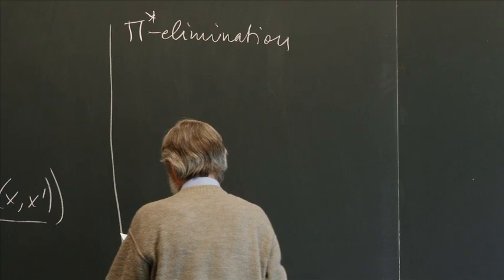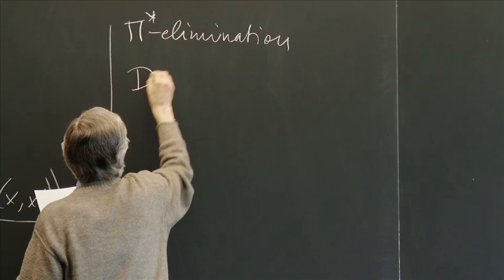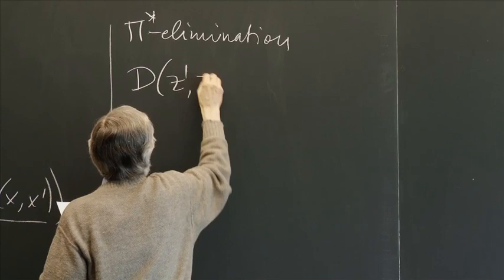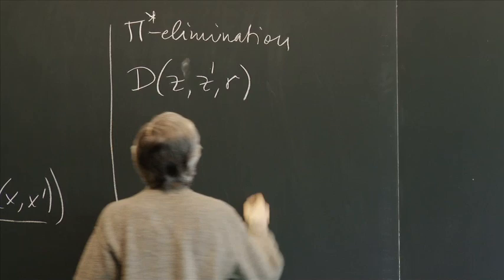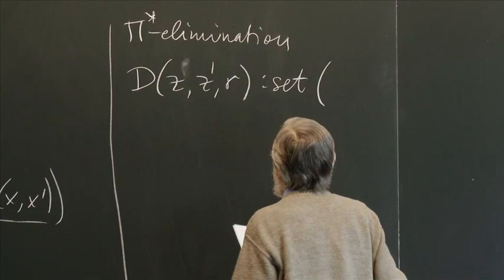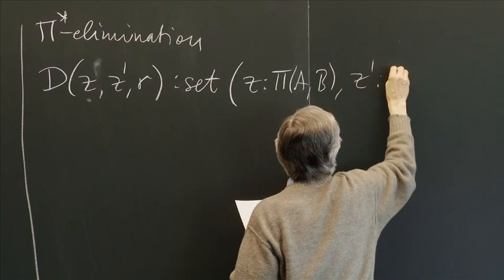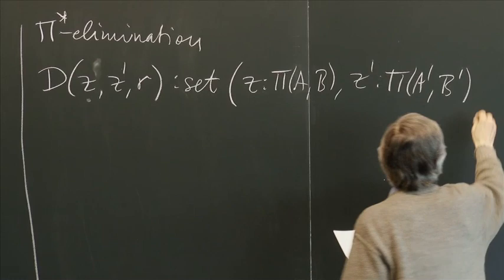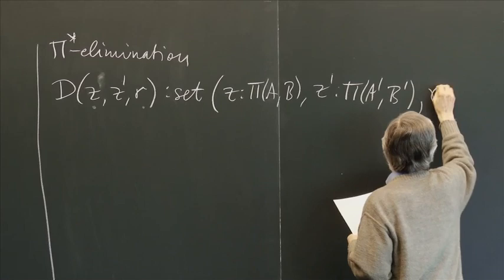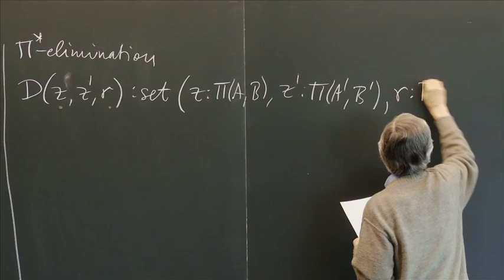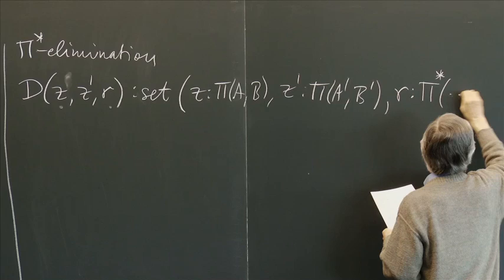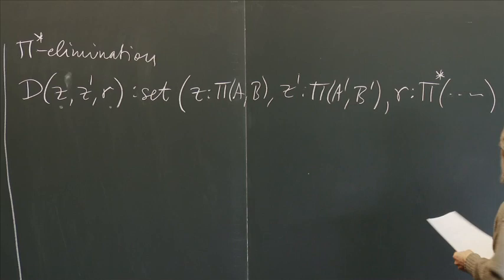Suppose now that we have a relation capital D, say, of three arguments, Z, Z prime, R, and it should be a relation between Z and Z prime of type pi AB, respectively, pi of A prime B prime. And finally, R should be a proof that they are related, which means that R should be a proof of pi star of all these arguments. I can write just dots there, it's the same arguments as we have had before for pi star of Z and Z prime.